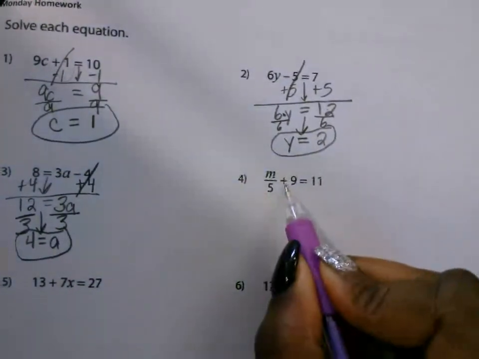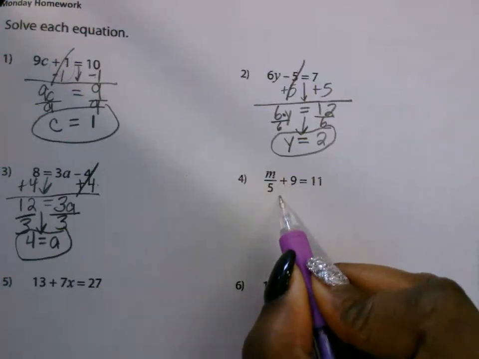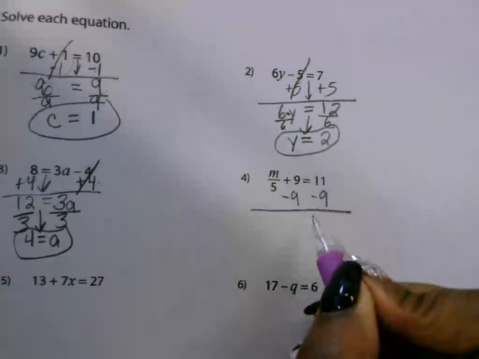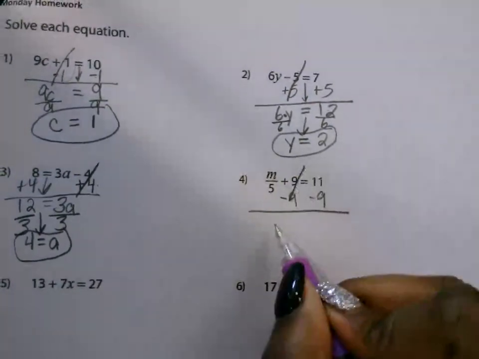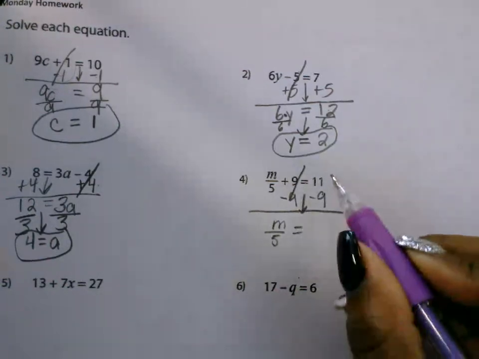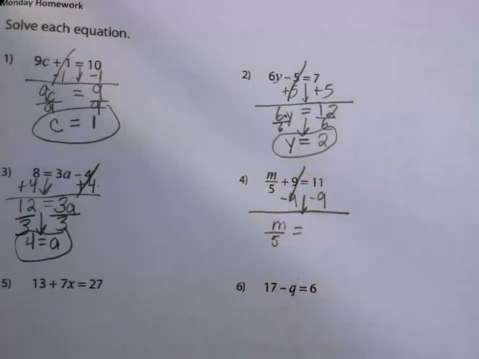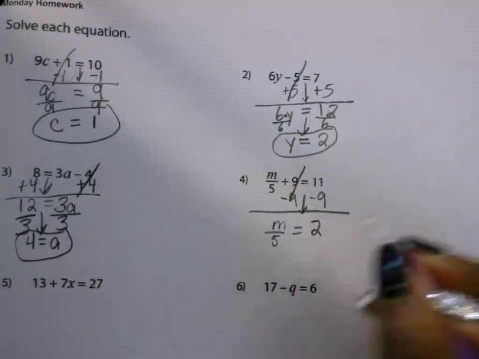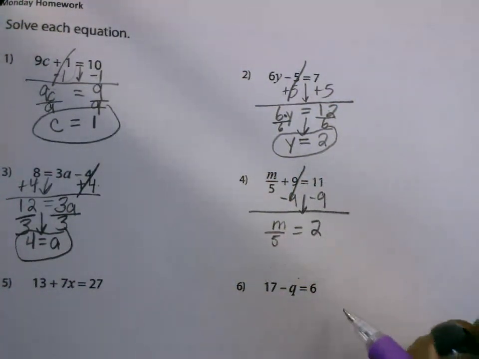Here you're going to get rid of the 9. This is a positive 9, so you're going to subtract 9 on both sides. Get rid of anything you add or subtract first. This is 0, and I'm left with m divided by 5. Bring down the equal. I have 11. 11 minus 9 is 2.